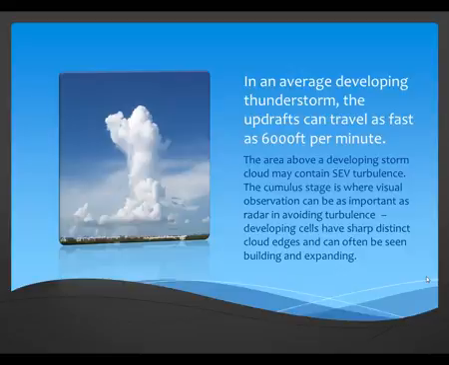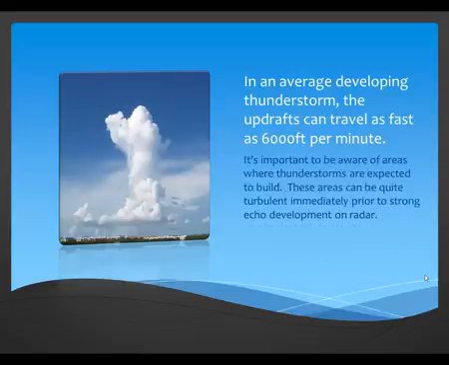The cumulus stage is where the visual observation can be as important as radar in avoiding turbulence. Developing cells often have sharp, distinct cloud edges and can be seen building and expanding. As a controller, it's important to be aware of areas where thunderstorms are expected to build. These areas can be quite turbulent immediately prior to strong echo development on radar.